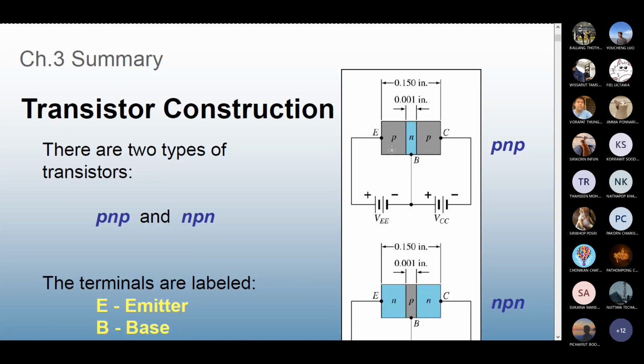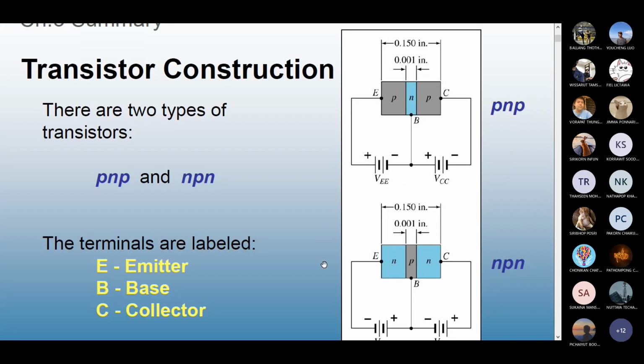The first one is PNP. So you see two types but three layers. An N-type is sandwiched in between two P-type materials. Or you can have another construction known as NPN. Two N-type materials surround a P-type in the middle.